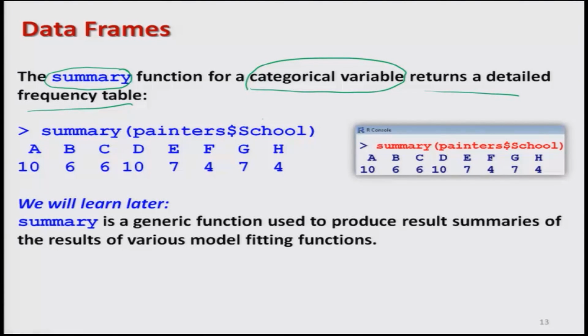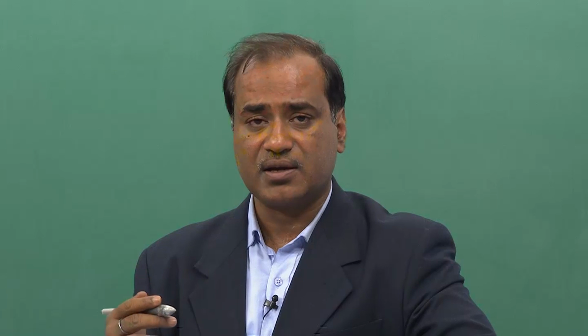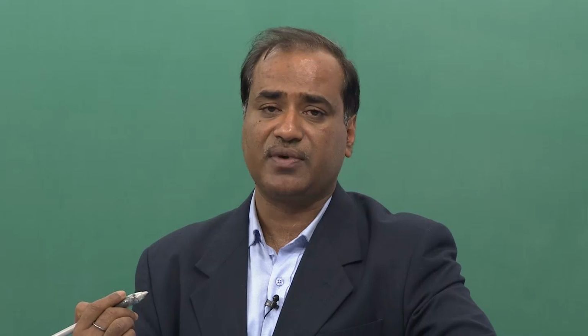Suppose I want to create here a frequency table for the categorical variable, say school, from the data set painters. So, I try to use this as the variable name, and I use the function summary. Inside the arguments I write down the name of the variable, and I get this type of outcome. You can see that this is the screenshot. You can try it yourself. We will do it in more detail when we come to the summary function. Right. So, you can see here that inside a data frame I can extract any particular variable and I can use different types of function.